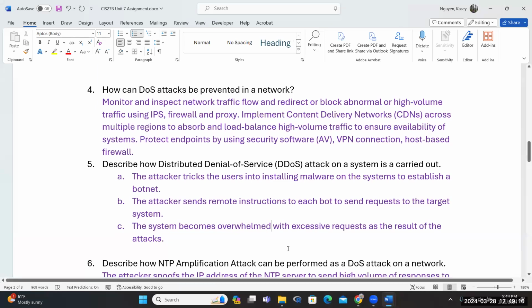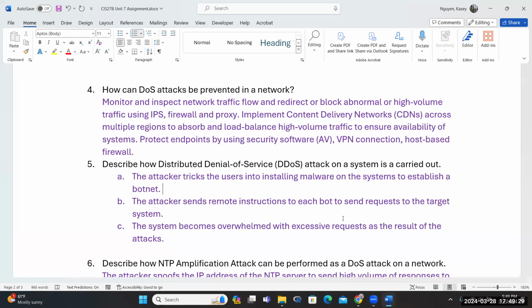Any questions? Distributed is very, very common, right? Whenever we say denial of service attack now, in the larger span, it's all distributed denial of service. Rarely do you see one-to-one. That's small time. In the regular industry environment, most of the attacks are distributed.